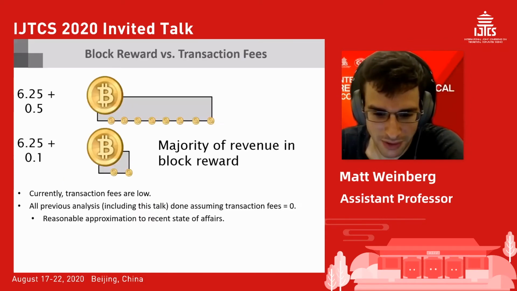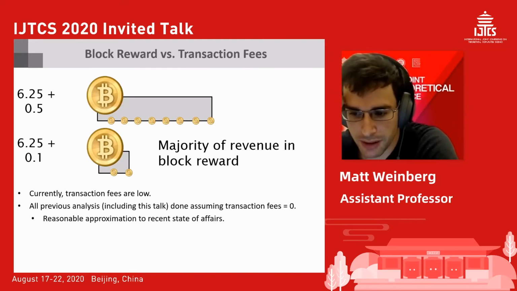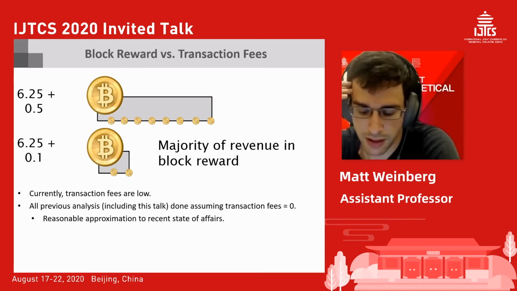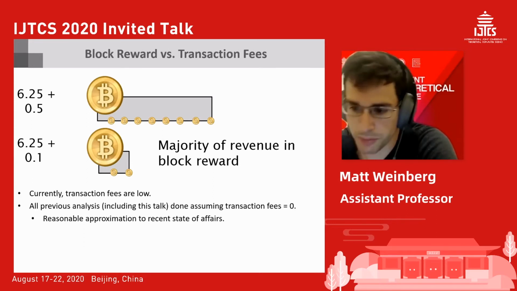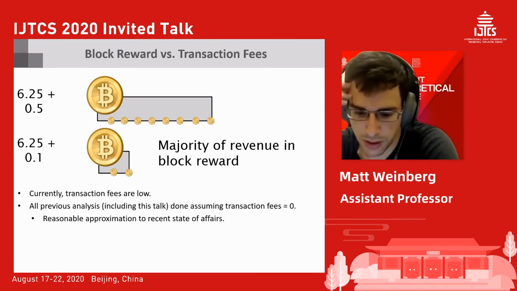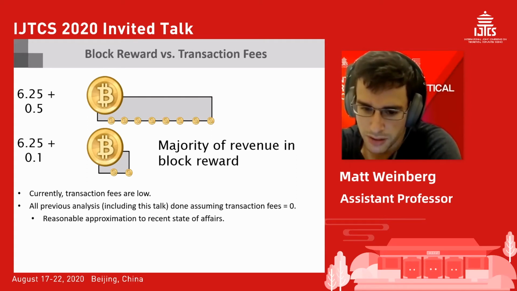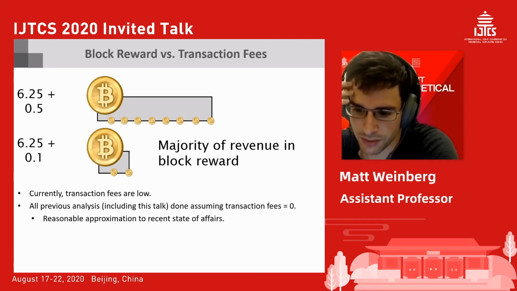All right. So the first thing I want to talk about is the difference between the block reward and transaction fees. Currently, transaction fees in Bitcoin are very low. I did a quick check before giving this talk, and about 15% of the reward that miners get seems to be coming from transaction fees. All the previous analysis prior to this work assumes that the transaction fees are zero, and that's not an unreasonable approximation, especially when these papers were first written and the transaction fees accounted for even less.